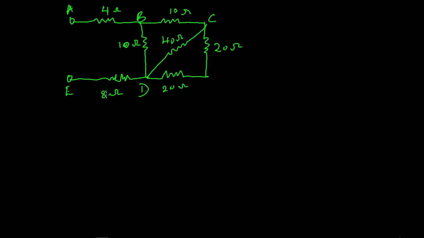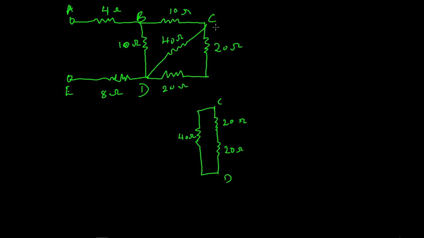Now to redraw our circuit, these two resistors are in series between points C and D. So we have both of them, 20 and 20. This is the first 20 ohms, this is the second 20 ohms. This is point C and this is point D. Now between points C and D, there is this 40 ohms resistor in parallel with these two 20 ohms resistors. So that means we have the 40 ohms resistor here. This is going to be 40 ohms.